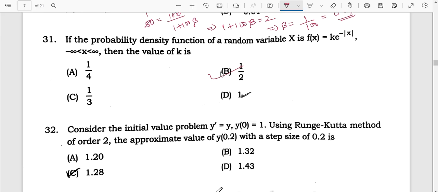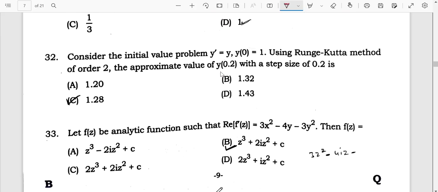I'm not discussing the mathematical answers here. Consider the initial values of y dash is equal to y and y of 0 is equal to 1. Using RK method of order 2, approximate the value of y of 0.2 with a step size of 0.2 here. This kind of problem we discussed in the previous model paper of TSSPDCL. Now the answer for this question is 1.20. And next one, let f of z be the analytic function such that real part of f dash of z is equal to 3x square minus 4y minus 3y square, then f of z is z cube plus 2i z square plus c. So answer is B here.